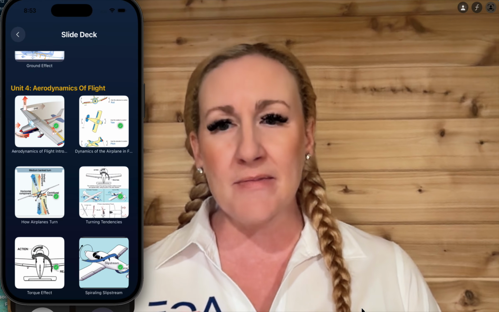Okay, now moving on to Unit 4, Aerodynamics of Flight. Hit play. And so in Unit 4, we're going to talk about torque effect, turning tendencies, P factor, stability, load factors, stalls, and spins. All very important things that you're going to go over in this unit, and lots of things to factor into it here.